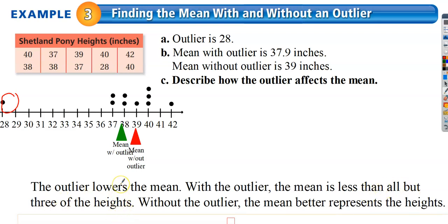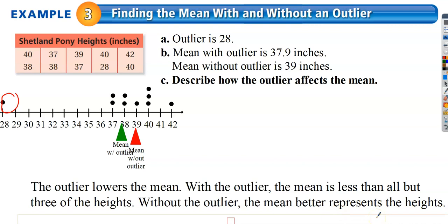So what they're trying to show you is that this mean is only bigger than these two plus that one. So there's only 3 data points on the left side, and then look how many there are on the right. 1, 2, 3, 4, 5, 6, 7, right? So there's 3 points on the left and 7 on the right. So it definitely doesn't seem very representative. Without the outlier, the mean better represents the heights, right?